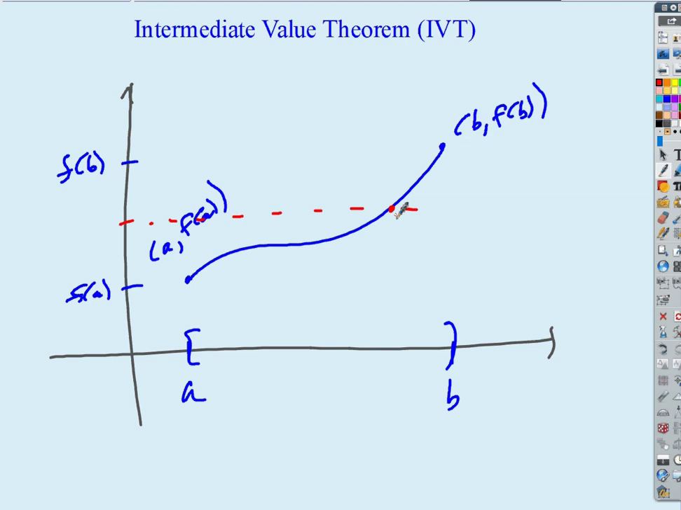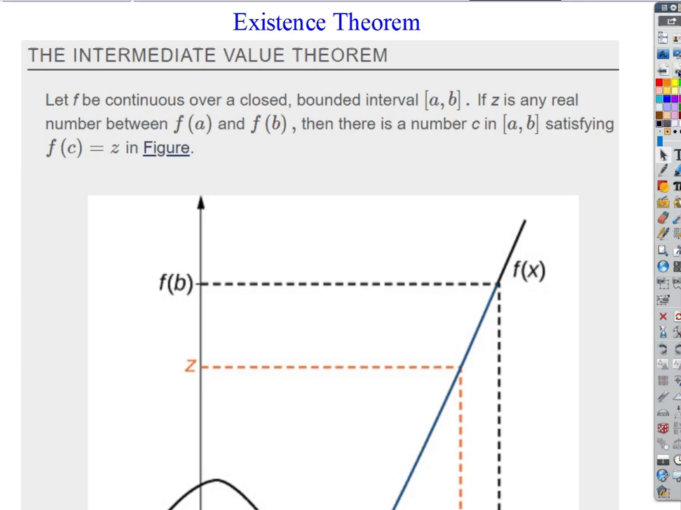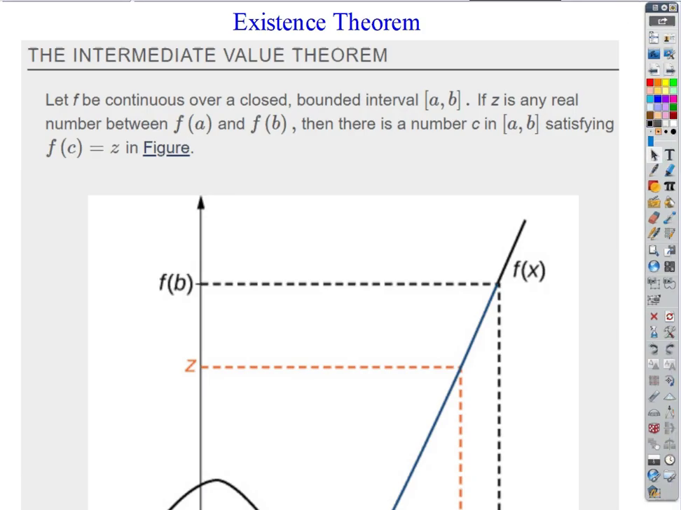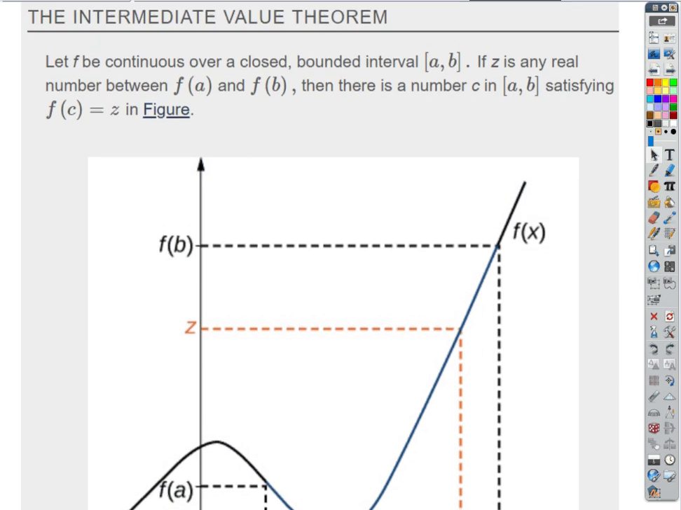So the intermediate value theorem guarantees the existence of at least one value of x between A and B, on the open interval from A to B, where the function has this intermediate value that we select, whatever it is. Here's one manifestation of the language in this textbook. It all essentially says the same thing.